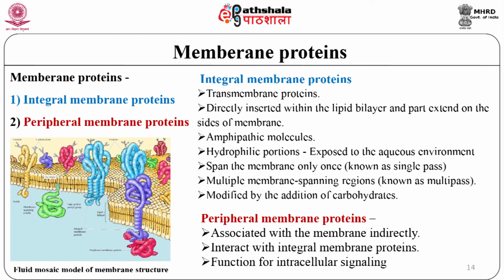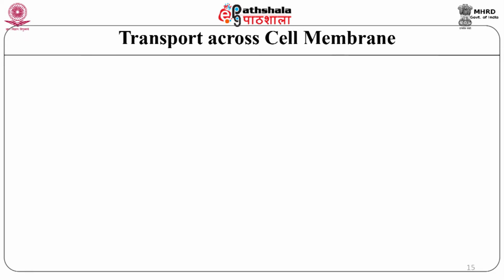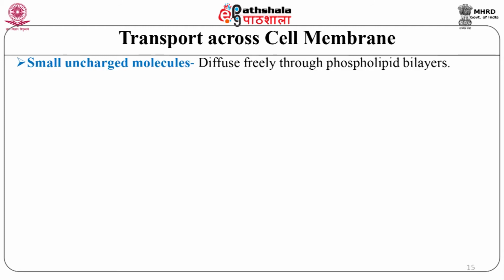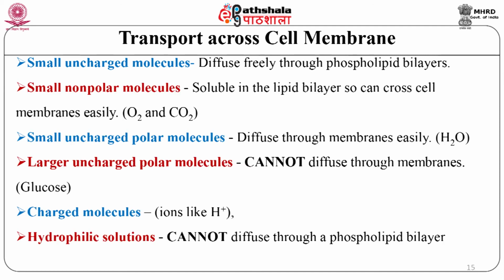Now let's proceed to transport across the cell membrane. Due to selective permeability, a cell can control and maintain its internal composition. In a cell, small uncharged molecules can diffuse freely through phospholipid bilayers. Small non-polar molecules, for example O2 and CO2, are soluble in the lipid bilayer, so they can cross over cell membranes easily.